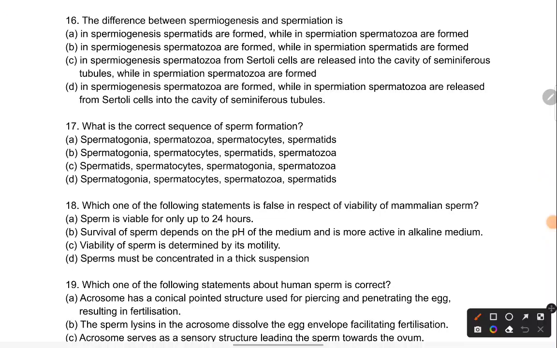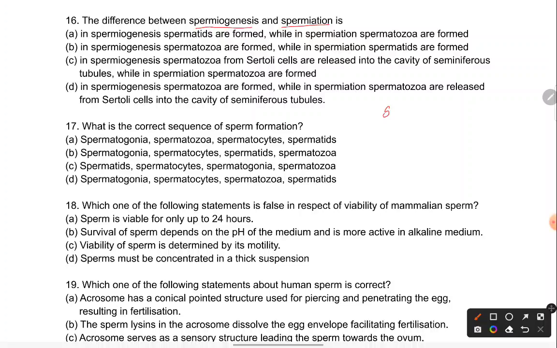This is a continuation of the multiple choice questions from the chapter Reproduction in Human Beings, human reproduction. Now see question number 16. The difference between spermiogenesis and spermiation. So you must know what is meant by spermiogenesis.